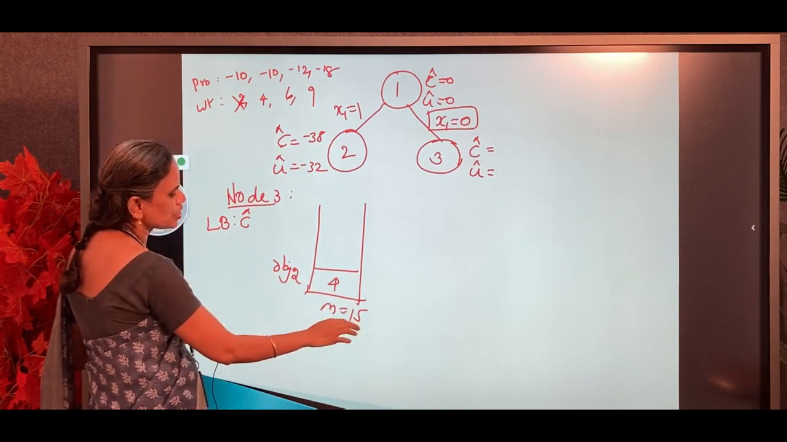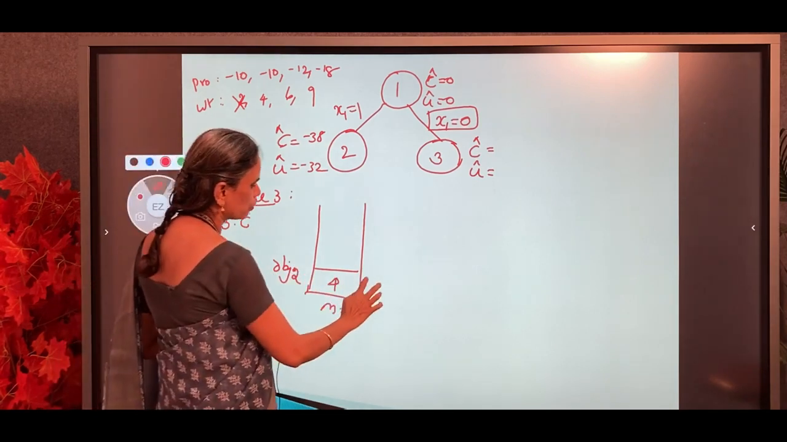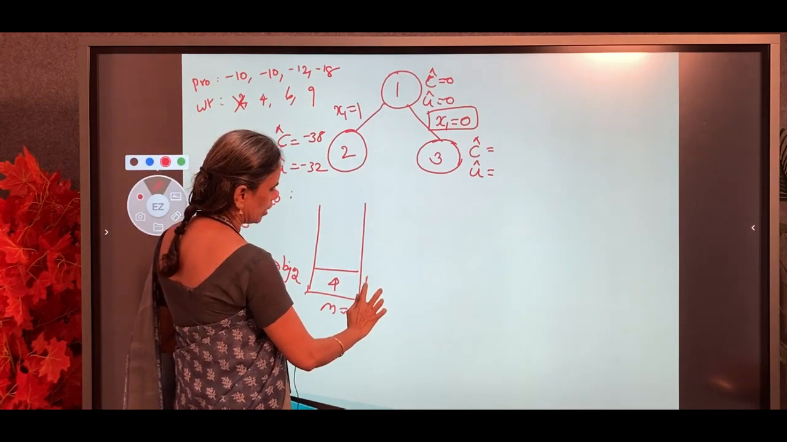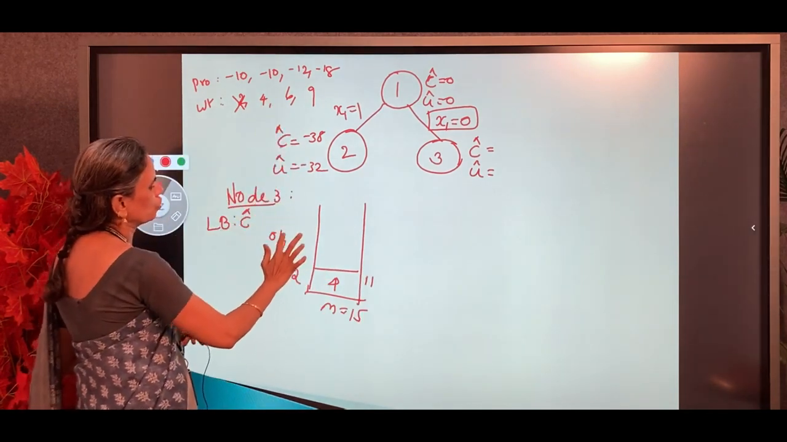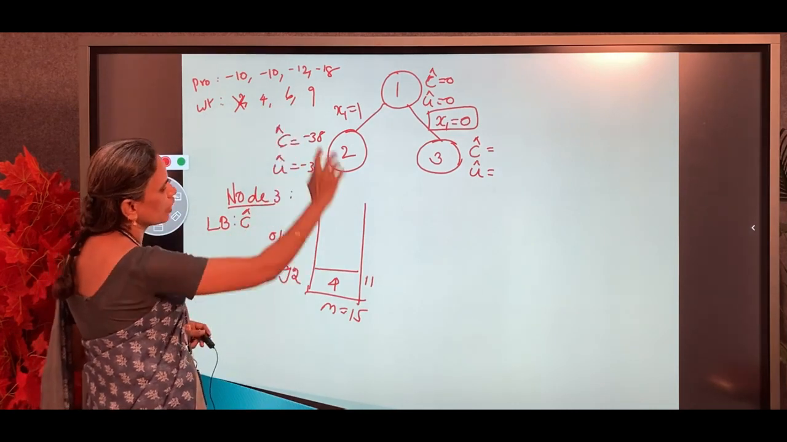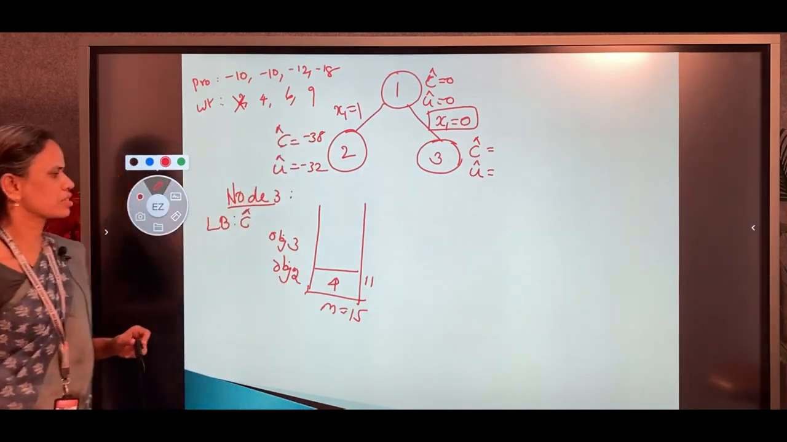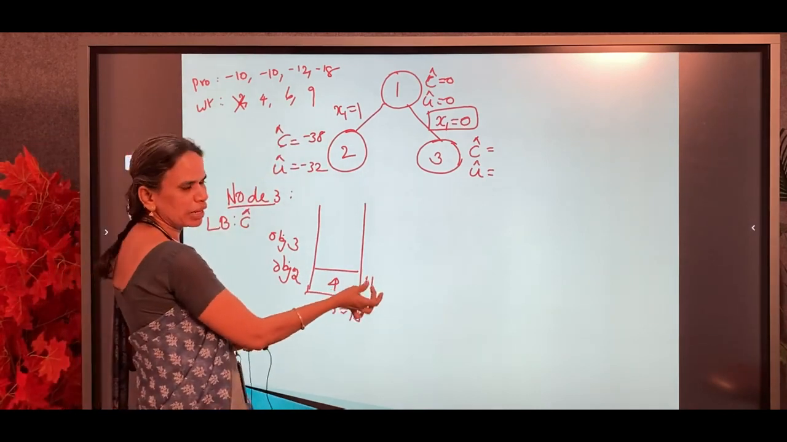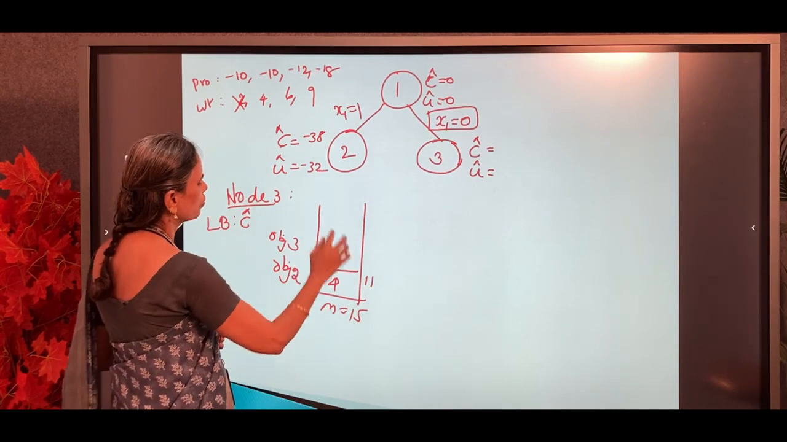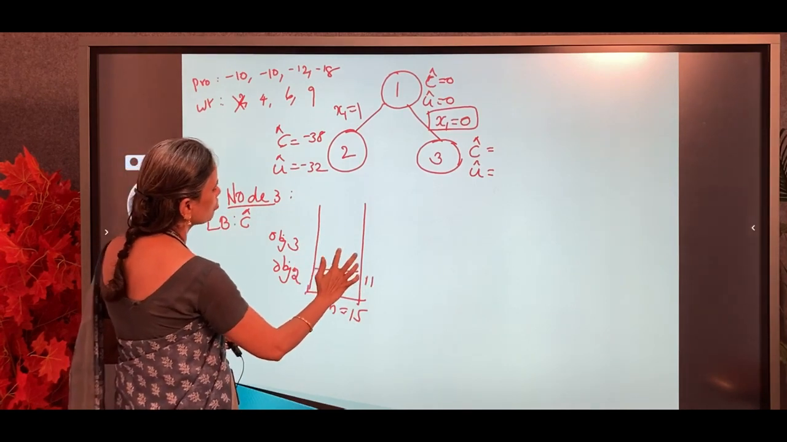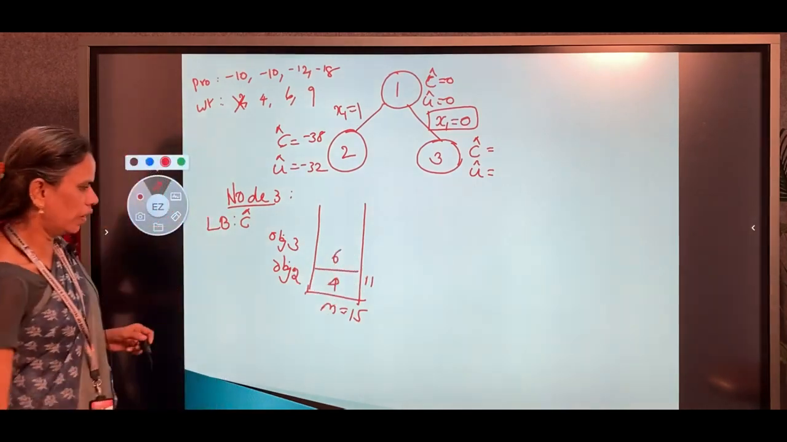So my maximum capacity of the bag is 15. 15 minus 4, the answer will be 11. Next we have to include object 3. What is the weight of object 3? The weight of object 3 is 6 and the remaining capacity of the bag is 11. So more space is available, so we can include object 3 into the knapsack.